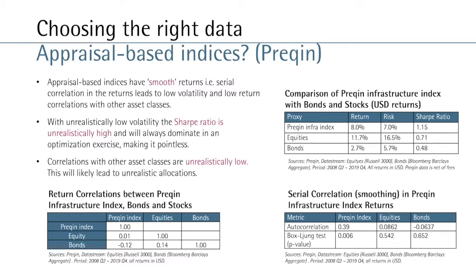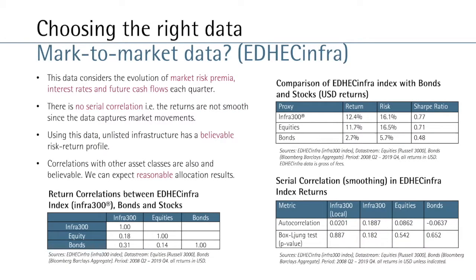So this second proxy is not very convincing either, but for the opposite reason than the listed infra, which was too correlated with equities. Here, we're not measuring risk at all. Next, let's consider our third and final proxy, the Infrastructure 300 index produced by DEC, which is an index of 300 unlisted infrastructure equity investments in 22 countries worldwide.